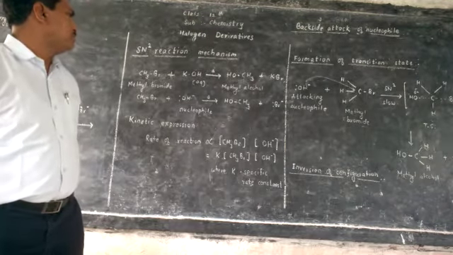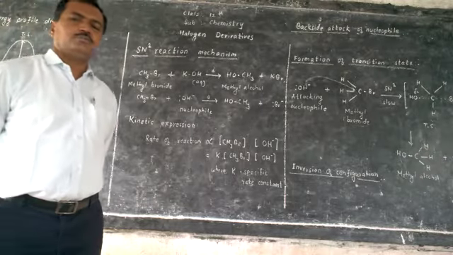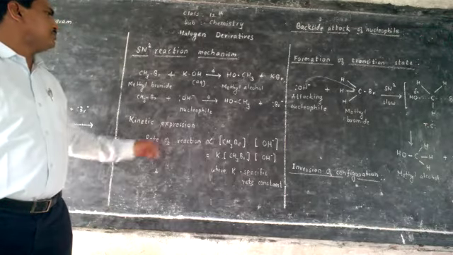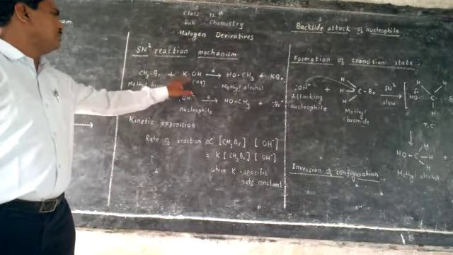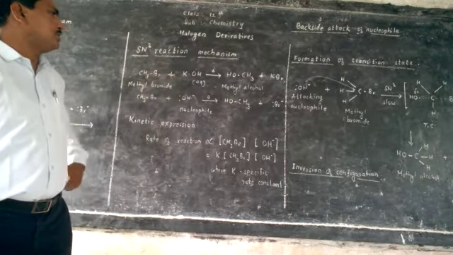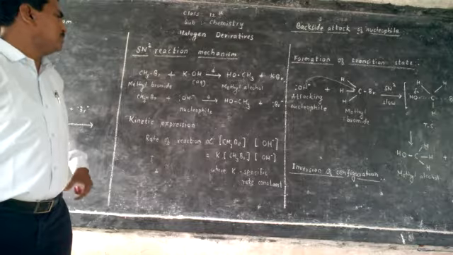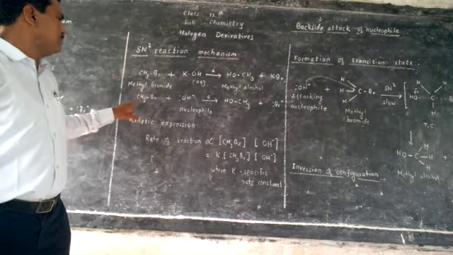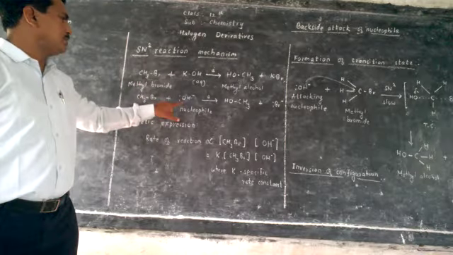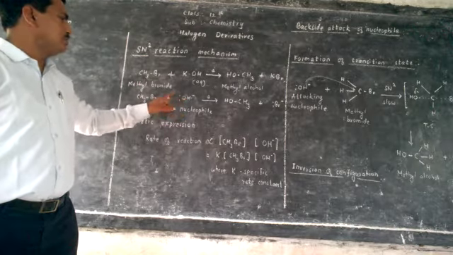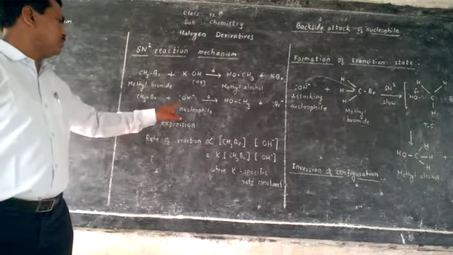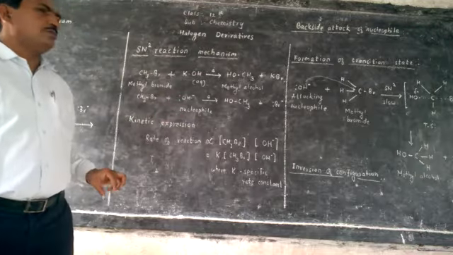Alkaline hydrolysis of methyl bromide is the best example of SN2 reaction. Here methyl bromide reacts with potassium hydroxide, then methyl alcohol is obtained. In ionic form, methyl bromide reacts with OH negative, the nucleophile with a lone pair of electrons, and methyl alcohol is obtained. Here OH negative is the nucleophile.